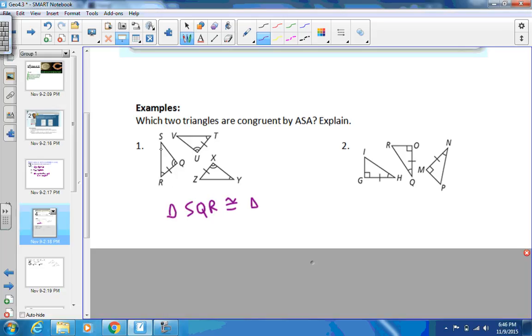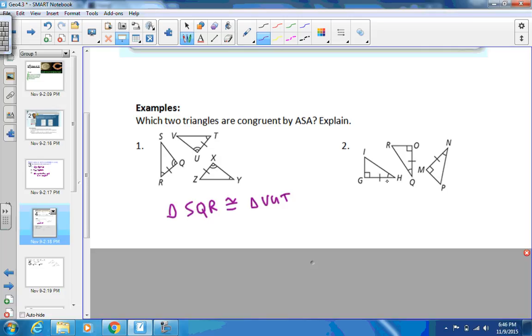Let's look at the corresponding parts. What is corresponding to S? So it'd be TUV, actually. Nope, I apologize, that is not correct. You'd have to flip this one over to find those corresponding parts. It is actually SQR would be VUT. You kind of have to picture it as it flips around so the corresponding parts are on top of each other. SQR would be VUT.